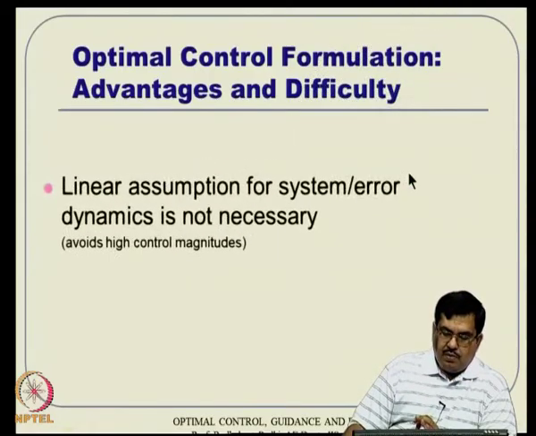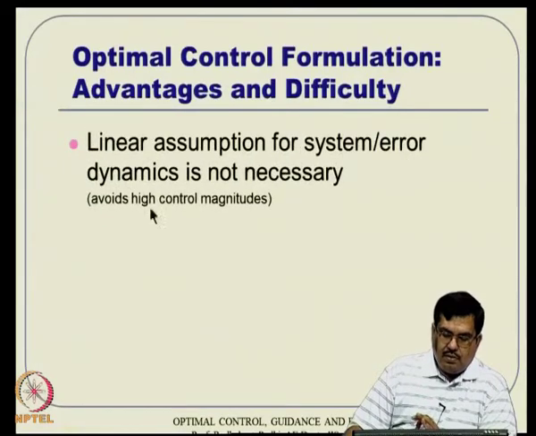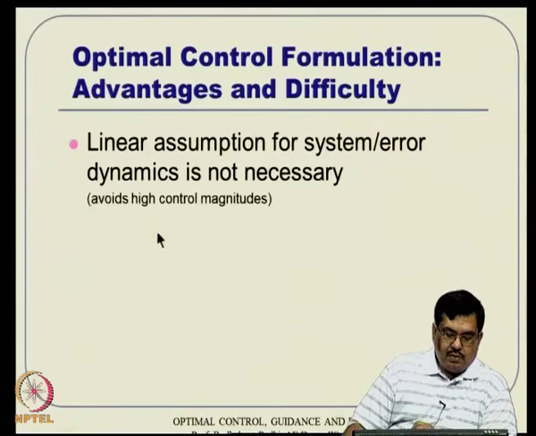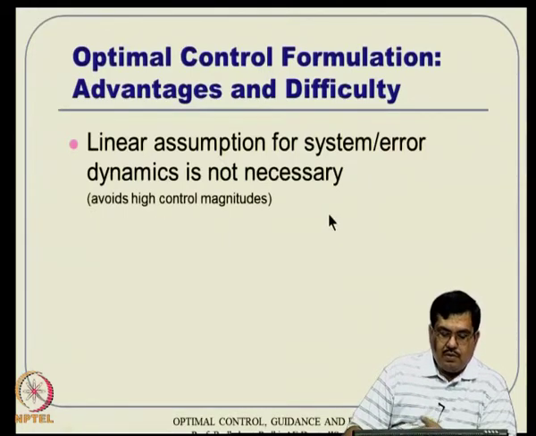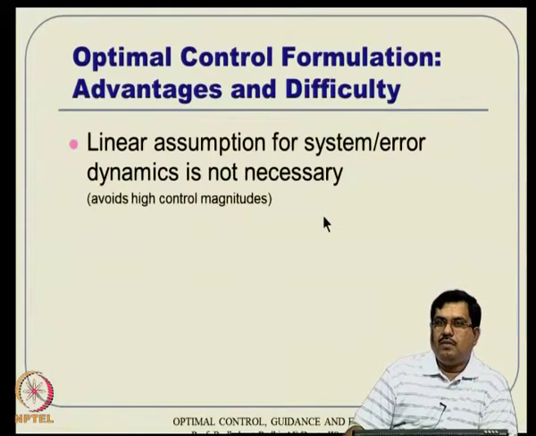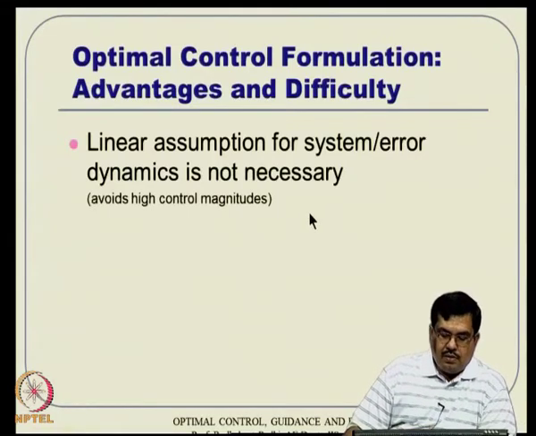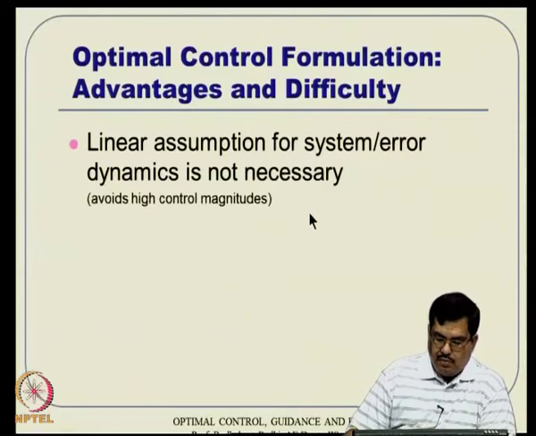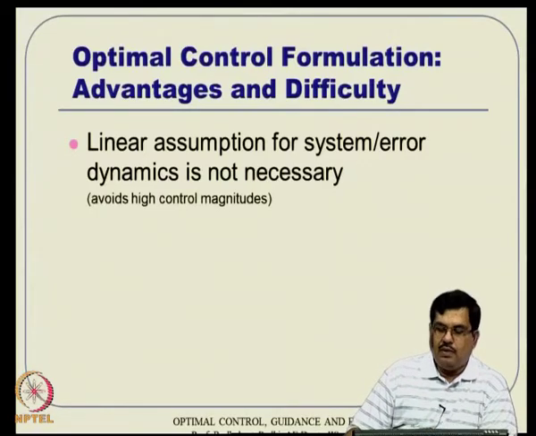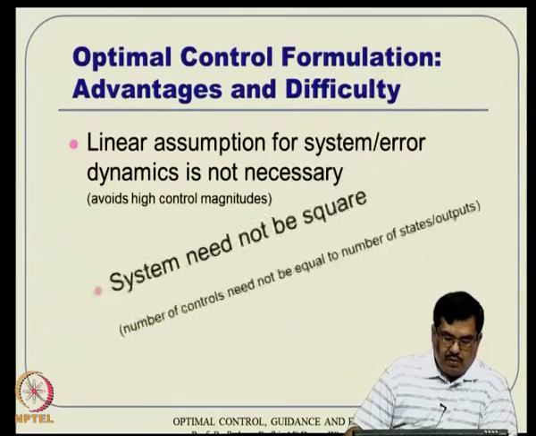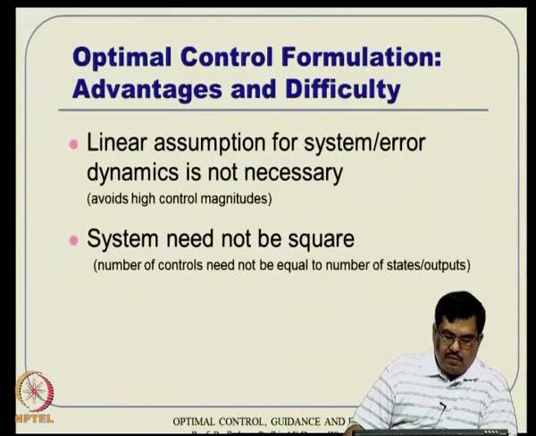So, first thing is optimal control formulation in general has several advantages. Linear assumptions of system dynamics or aerodynamics is not necessary either. It typically avoids high control magnitudes normally. The system dynamics is accounted for in planning the trajectory, and hence your control normally does not become very high at some point of time.